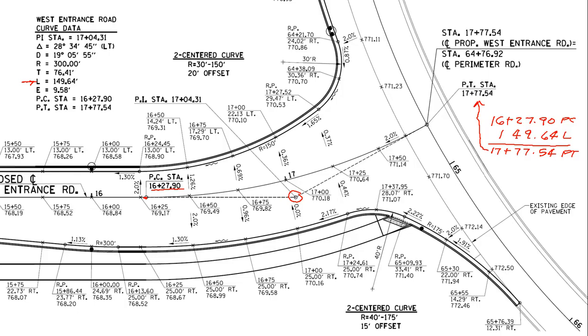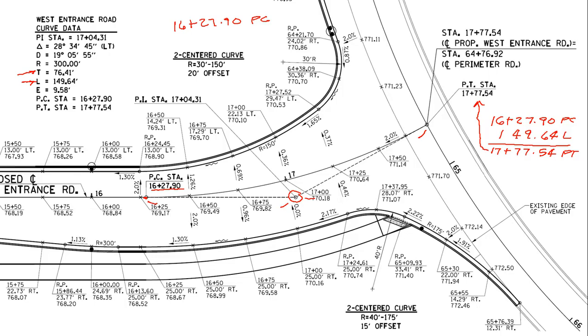As we're laying out this tangent, we can lay that PI out in the field. To get to that, we're going to take our PC of 16 plus 27.90 and add our tangent length to that, because that tangent length is the distance from the PC to the PI. It's also the same distance from the PI to the PT, but we don't station around the tangent, we just station up to the PI.